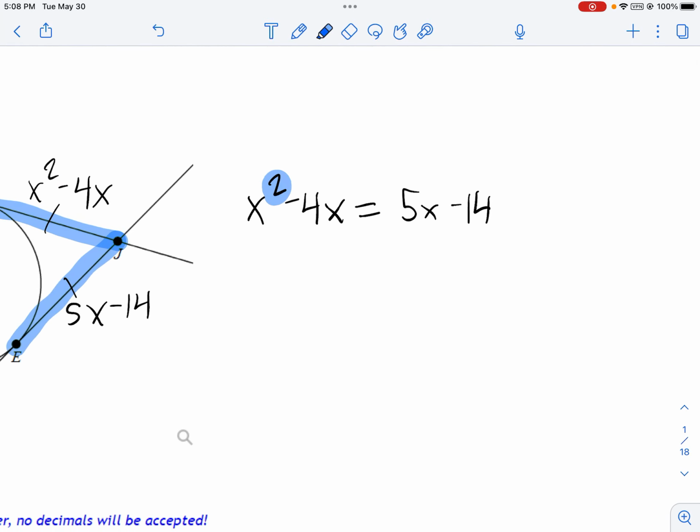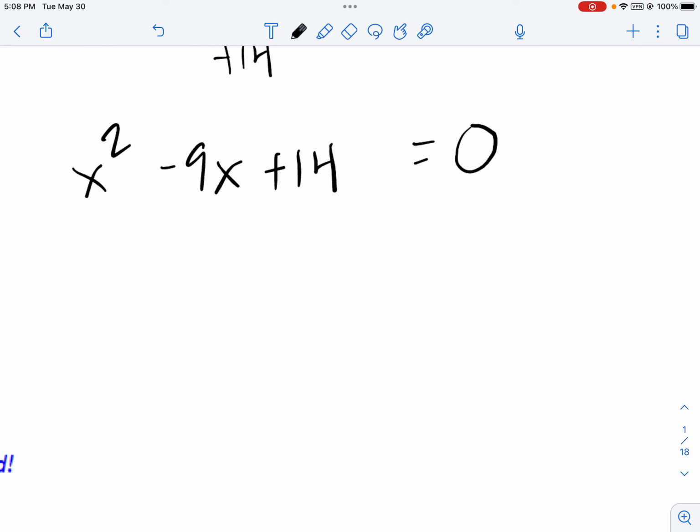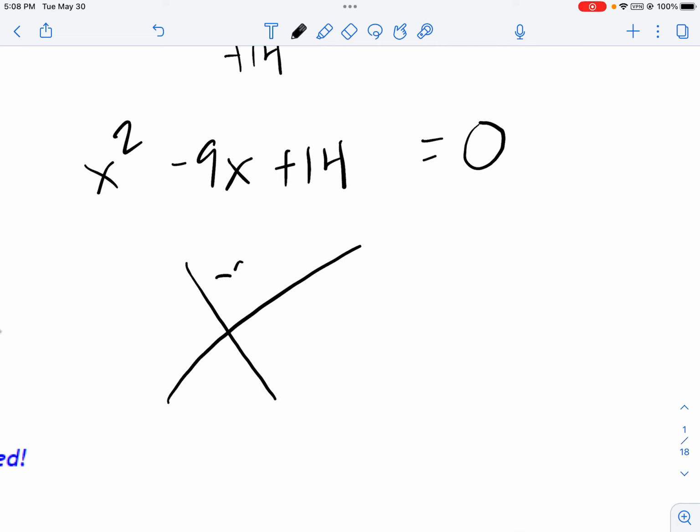As soon as we see this square, that generally means get everything on the same side and factor if you can. So I'm going to subtract that 5x and add the 14. On the right side, that's 0, so we get equals 0. And on the left side, we have x squared minus 9x plus 14. Now if we can factor, let's try for it. Middle number, negative 9. First times last, that is 1 times 14, so 14. Are there any two numbers that multiply to 14 and add to negative 9? Yes, that would be negative 2 and negative 7.